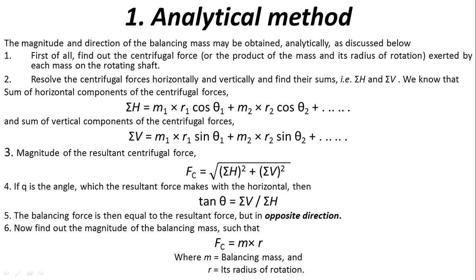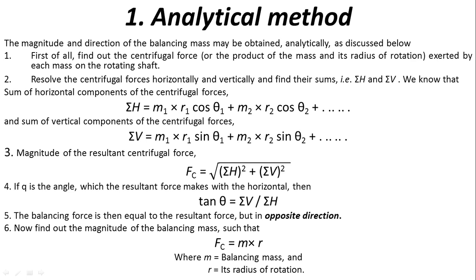Once you have the summation of horizontal forces and the summation of vertical forces, what do you take next? Third, you calculate the magnitude of the resultant centrifugal force. How do you get the resultant? It is the square root of summation H squared plus summation V squared, horizontal and vertical both, and you get the resultant centrifugal force like this.